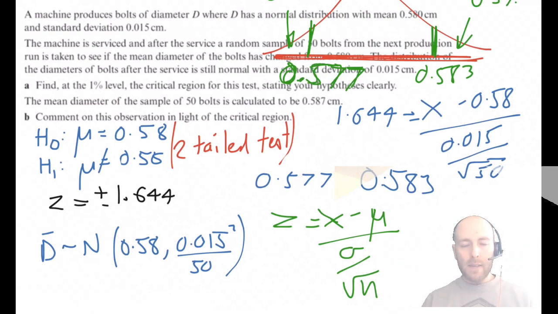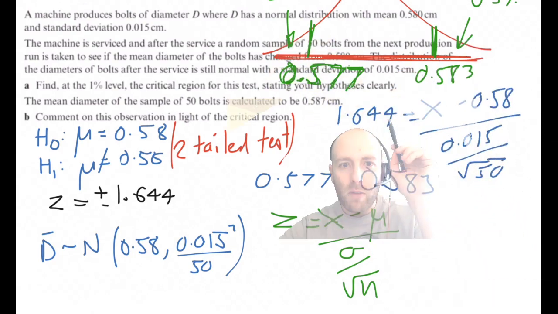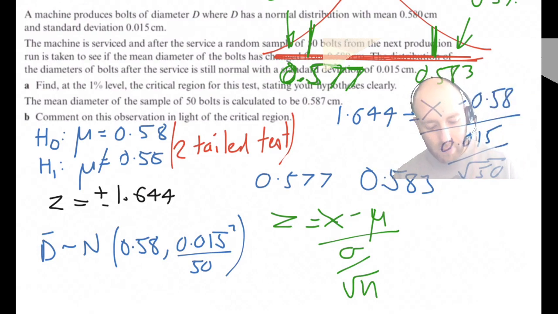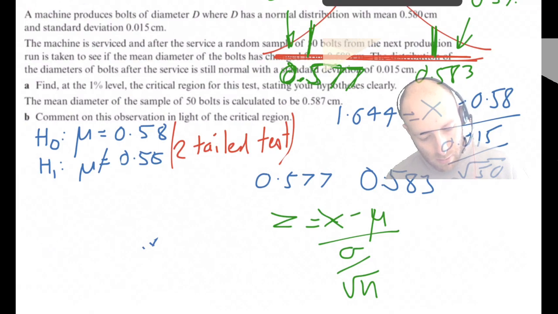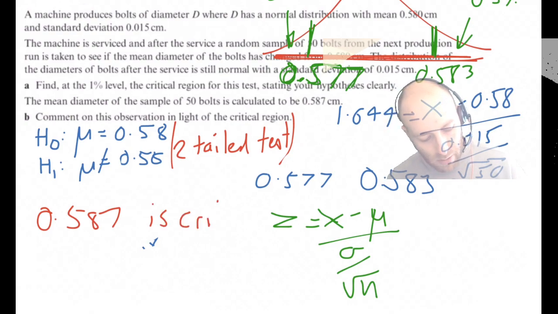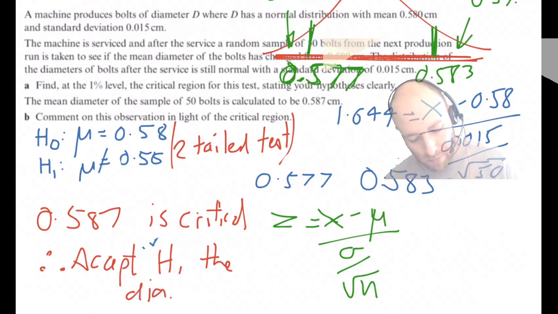Now we can actually look at part B, which is the hypothesis test. So the mean diameter is 0.587. So is that in the critical region? So 0.583 is here, 0.587 will be over here. So yes, that is critical. So we can say 0.587 is critical. Therefore, accept H1 and the diameter has changed.